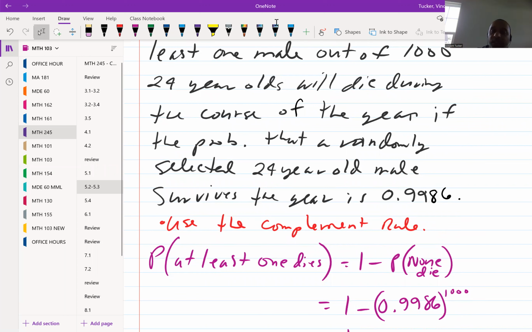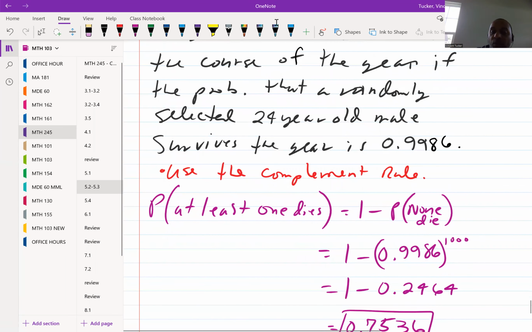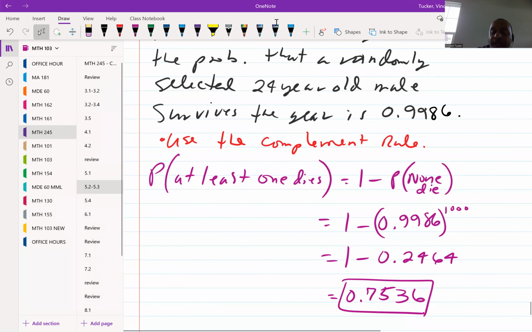So we would take the probability of someone living at 24 years old, which is 0.9986. If you raise that to the 1,000th power, that's the probability of all 1,000 surviving the year, and that's 0.2464. And then if you subtract that from 1, remember, to find the complement, that's everything else, that'll give you 0.7536.